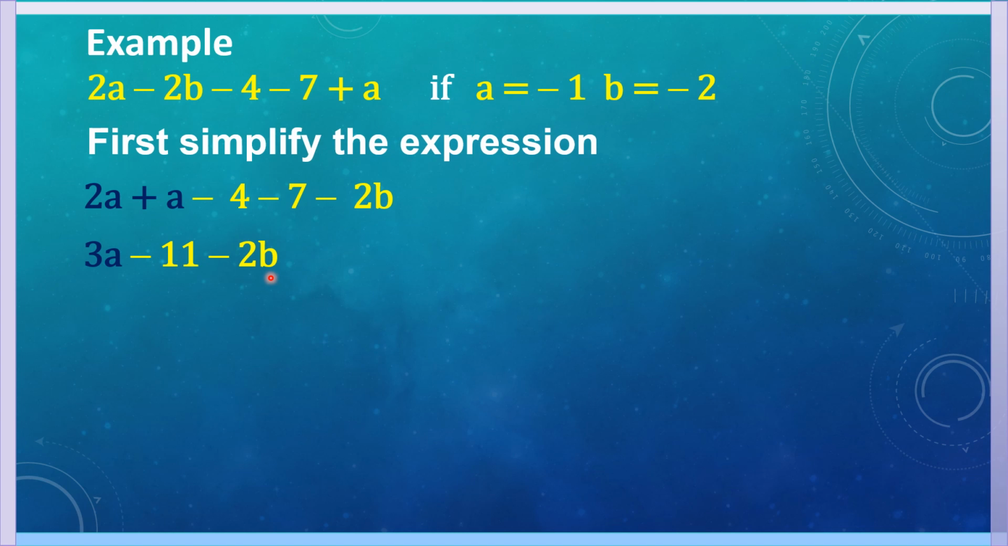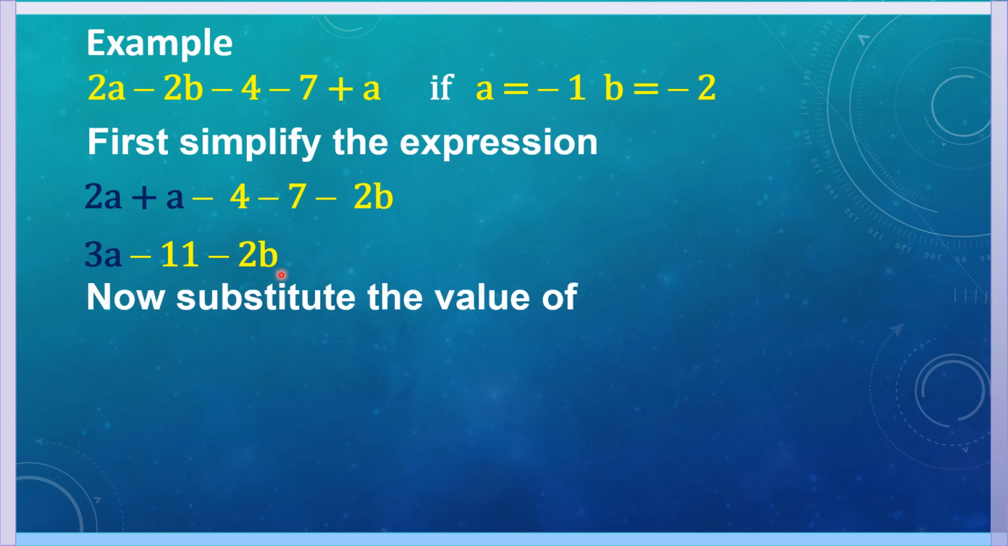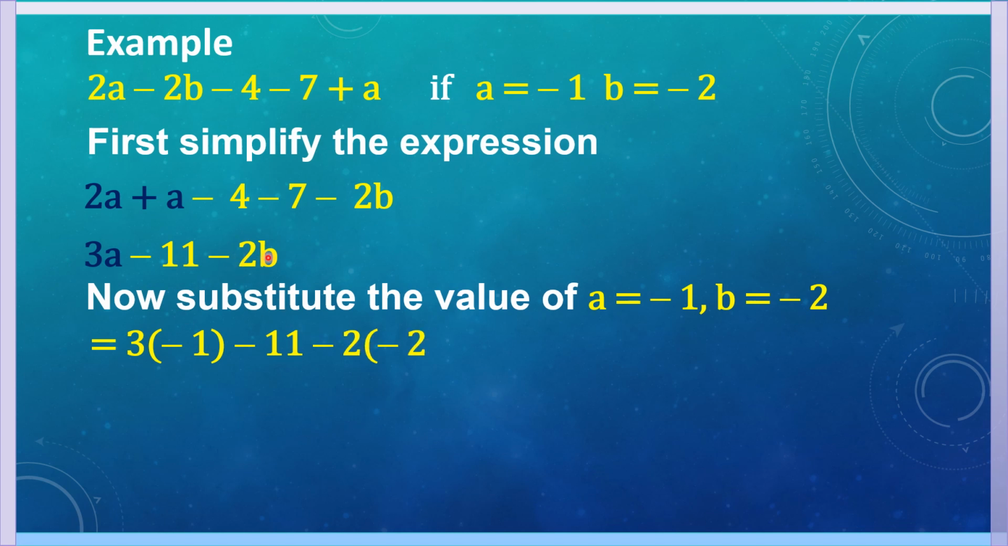Now substitute the values in this expression. Here we have to put the value of a and the value of b. a is equal to minus 1, b is equal to minus 2. It will be 3 into minus 1 minus 11 minus 2 into minus 2. We get minus 3 minus 11 plus 4 is equal to minus 14 plus 4 is equal to minus 10.